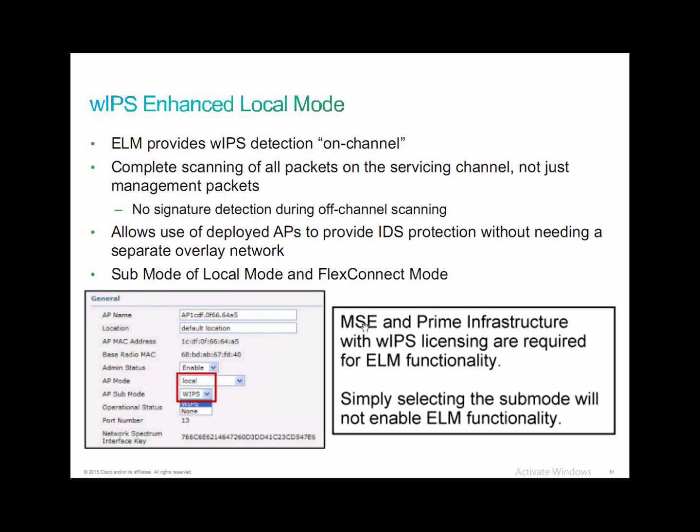Just a point of reference here, and they have it in the big box right there. Simply selecting the submode does not actually enable WIPS. You have to have a Cisco MSC or Prime Infrastructure with WIPS licensing to get this functionality. So simply turning on that feature, even though it doesn't give you a warning when you do, is not going to enable that feature necessarily. Well, not necessarily, it definitely won't. Okay.